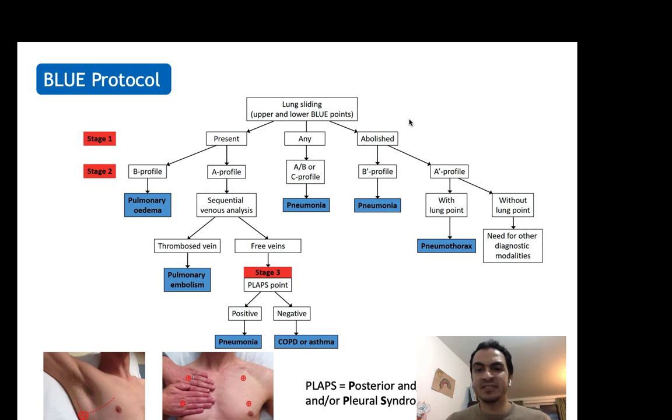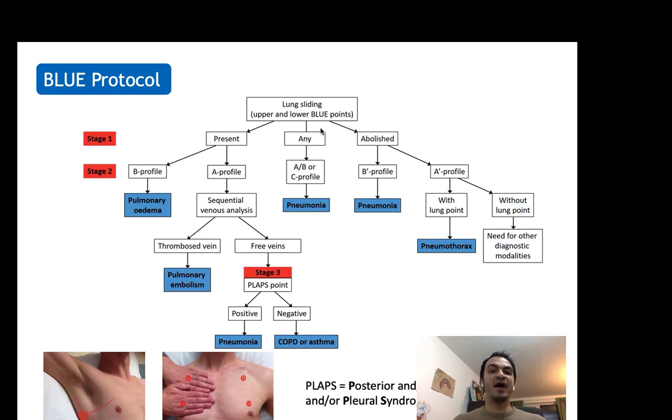What if I don't see sliding, if I lose the sliding? Then I check again if there is a B profile or not. If there is a B profile, I consider a diagnosis of pneumonia because, as we said earlier, extensive pneumonia could be associated with pleural fibrosis and you might lose the sliding with this. But if there is an A profile with loss of the sliding, then I have to suspect the presence of pneumothorax. And I would confirm the presence of pneumothorax if I see a lung point. And if I don't see a lung point, I need to consider other diagnostic modalities. Lung ultrasound is not enough.